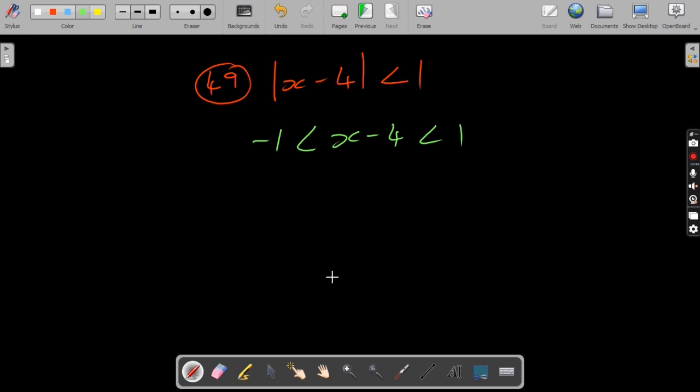So now we are just basically going to finish this inequality, and to do that, using the laws of inequalities, we are allowed to add 4 everywhere. And if we add 4 on this side, we're going to have 3. If we add it in the middle, we're just going to have x. If we add 4 on the right hand side, we're going to have 5, and that is our final solution.